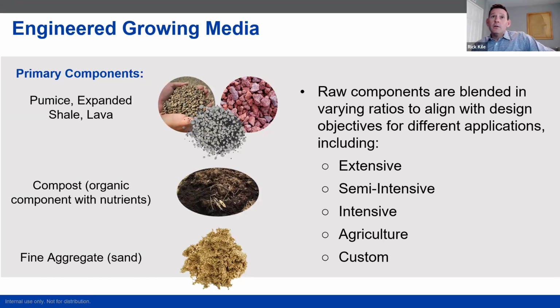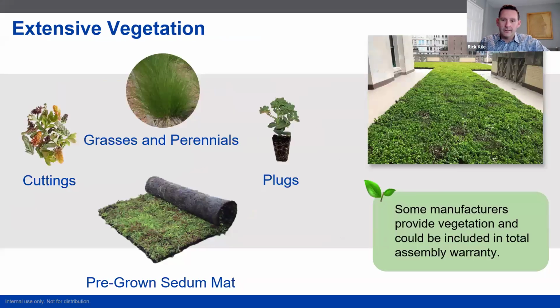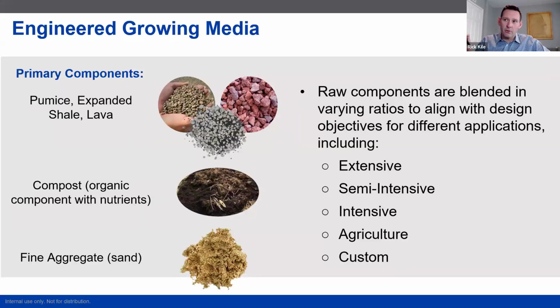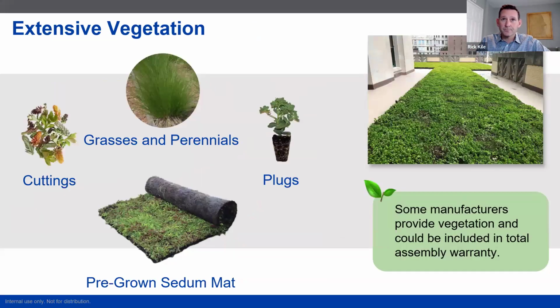All right. Engineered growing media, again, is usually comprised of 3 components: a pumice, an expanded shale, a lava. Those are lightweight aggregates, and those will vary depending on the region of the country that you're in. There's usually a compost component that's providing our nutrients, and then a fine aggregate in the form of sand. These are usually blended in different ratios depending on the application. Extensive usually is a little more aggregate based. Semi-intensive usually has a little bit higher sand component. Intensive has a little more organic content to it.